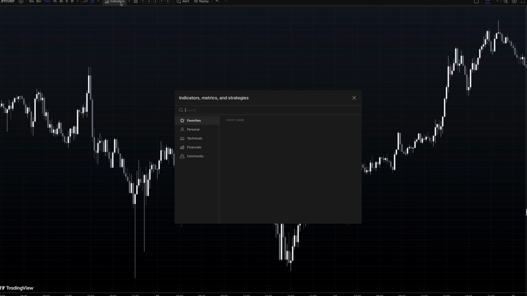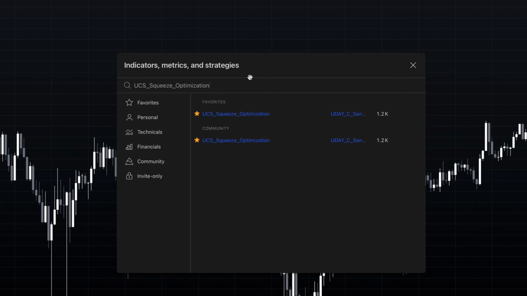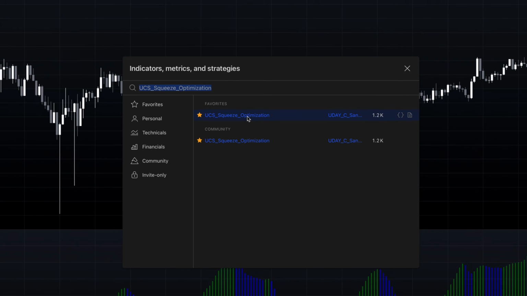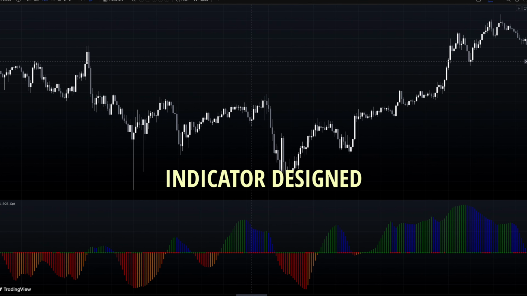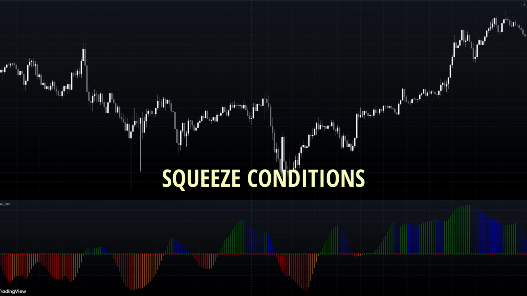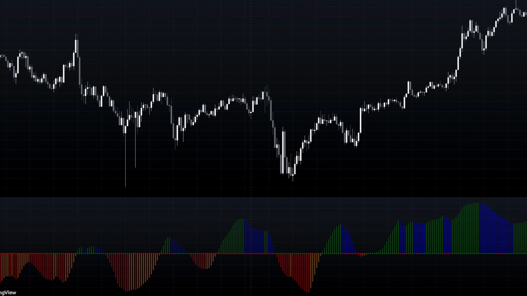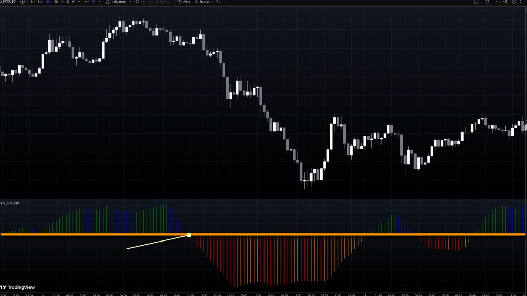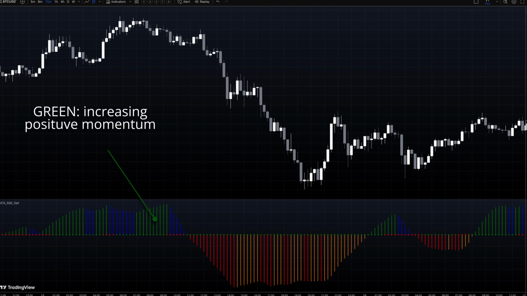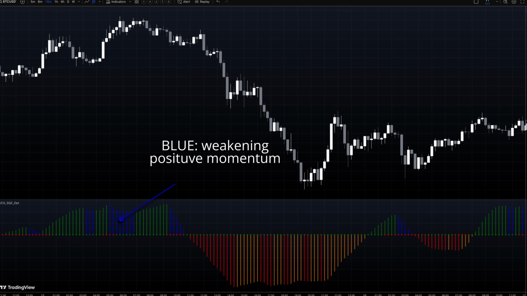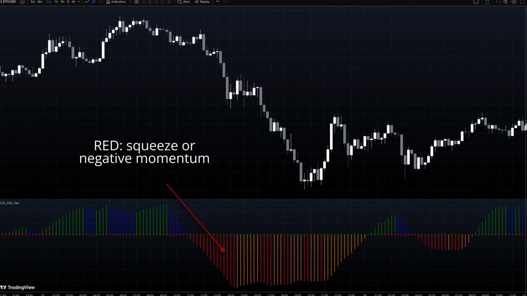The second tool in this strategy is UCS Squeeze Optimization by UDAYC and Thakumar, an advanced momentum indicator designed to detect market squeeze conditions, periods of low volatility that often lead to significant price movements. It visualizes momentum using a color-coded histogram and a zero line. Green indicates increasing positive momentum, while blue signals positive but weakening momentum. Red represents squeeze conditions or negative momentum, and orange shows decreasing negative momentum.